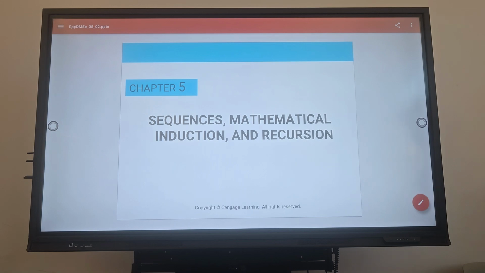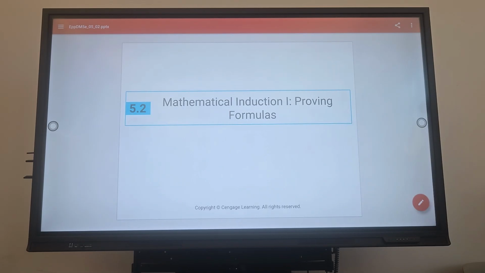We are going to continue our discussion of sequences in mathematical induction and recursion with sections 2 through 4 today. Should be a long day. Mathematical induction part 1, proving formulas.